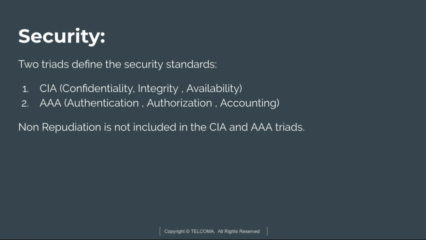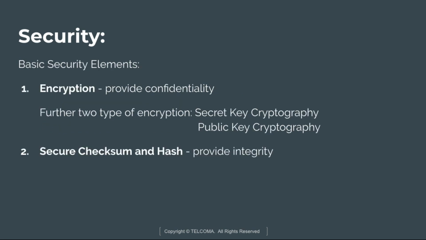And the next part is non-repudiation, which is not included in the CIA and AAA traits. Here non-repudiation means that specified actions such as sending and receiving information cannot be denied by any of the parties involved. So this is what non-repudiation means. It means we are sending and receiving information that cannot be denied by any of the parties involved. There are two security elements in this: encryption, and secure checksum and hash.